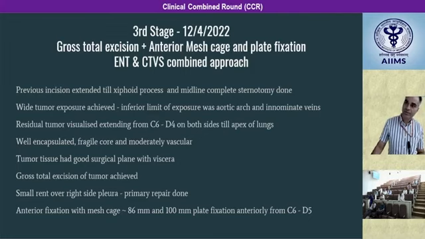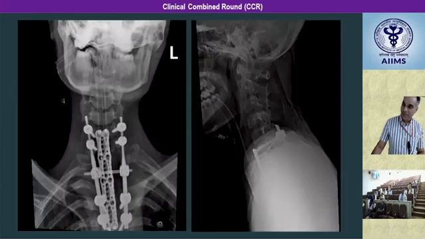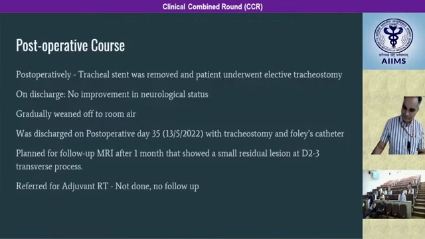There was a small rent over the right side of the pleura, for which we did a primary repair. The final objective was achieved by placing a mesh cage that was quite long, around 9 centimeters, and a plate. So we did anterior fixation extending from C6 to D5, and this is the post-operative radiology showing the mesh cage, plate, and the posterior screw rod fixation.